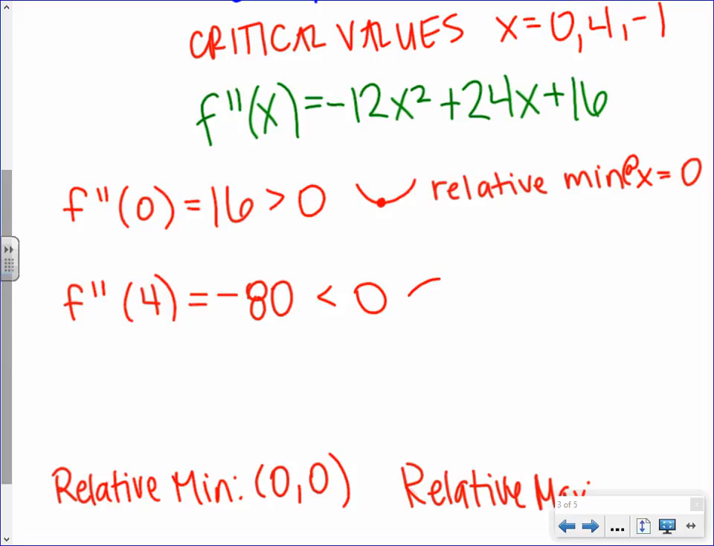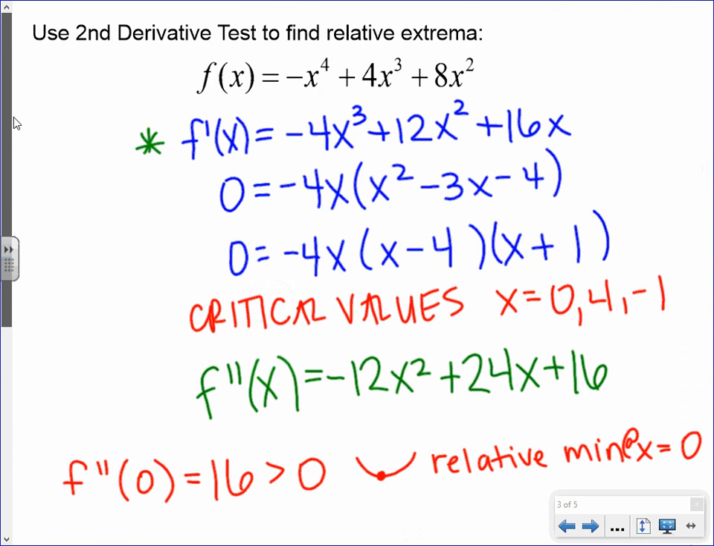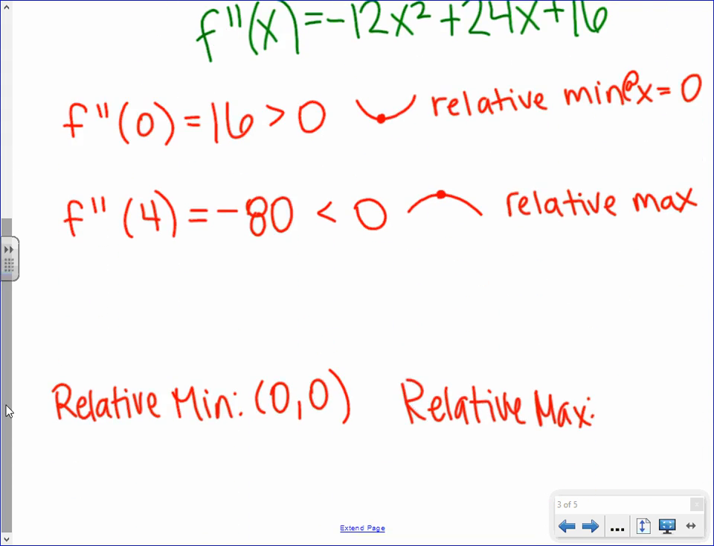Remember, concave down looks like this. And if we have a critical point where our derivative is 0, okay, that means this coordinate is a relative maximum. If we plug 4 back into the original function, we get a y value of 640. So we have a relative maximum at 4, 640.